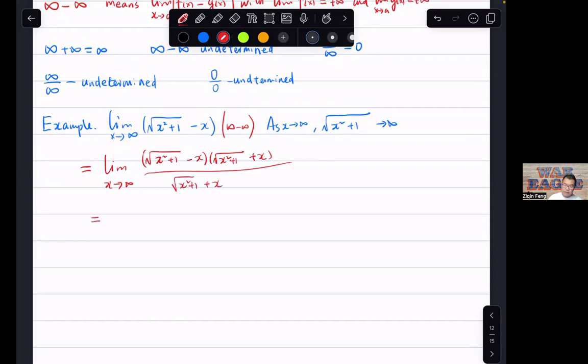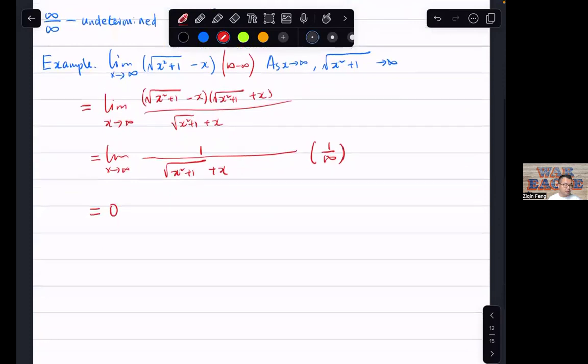And so this is equal to, as x goes to infinity, the numerator is 1, so 1 over square root of x squared plus 1 plus x. Now you can see that we changed infinity minus infinity to a form which is 1 over infinity. By our discussion above, this is just 0, because a finite number over infinity must be 0.